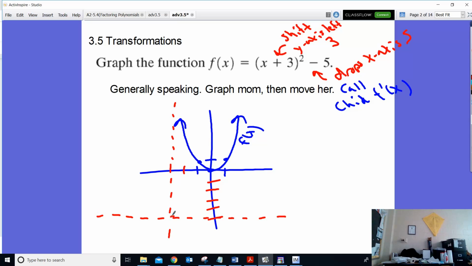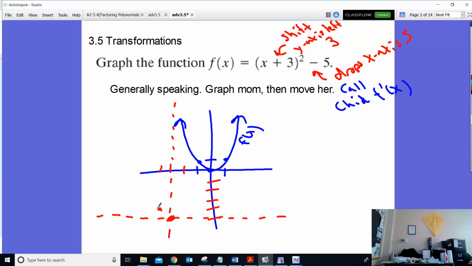For the child, that's the origin. That's where it ends up. And from there, you just use your key points, but with respect to that as being the origin. So mom had a key point here of 1, 1. That means from here I go right 1 and up 1.